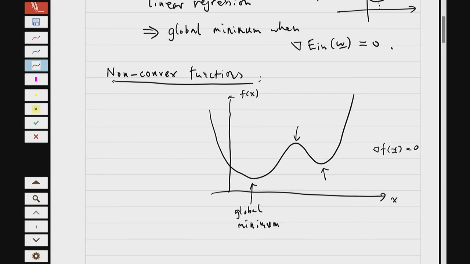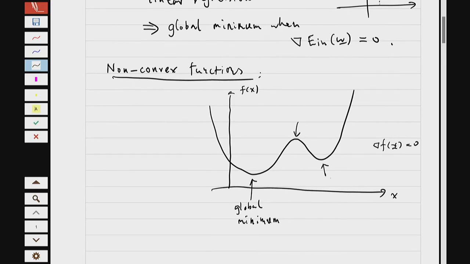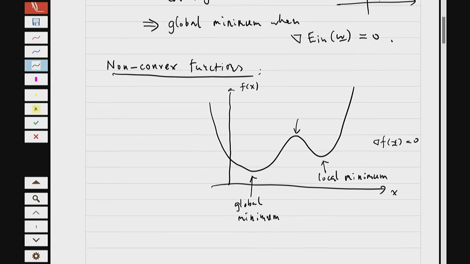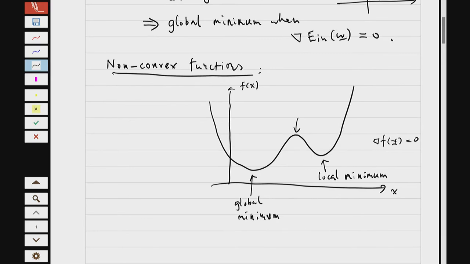In the sense that at this point, it is a lower value than all of the points around it. But it is not the lowest point in the function. It is lower than all of the surrounding points. In that case, we call it the local minimum. We can precisely define that, but we don't do it here because it's not important for this course.